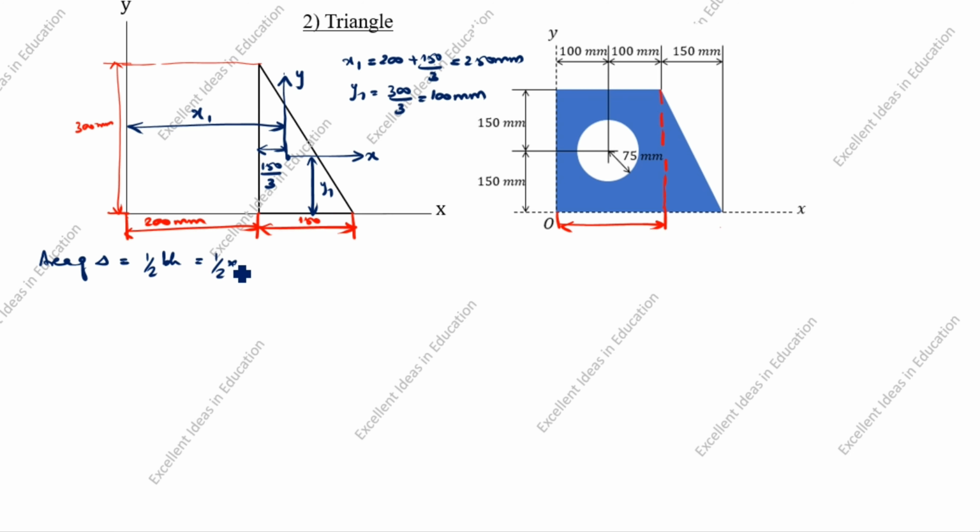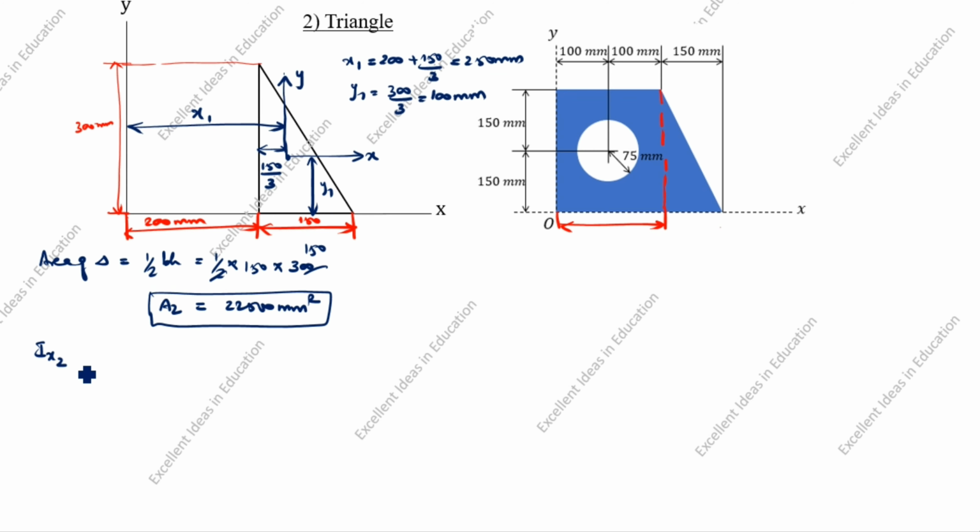Of into what is B? B is this is B. So 150 into height. Height is 300, equal to this one, cancel it. 150 into 150 equals 22,500 mm square. Now A2, this is the area of the triangle calculated. Next, we will calculate the moment of inertia of the triangle.